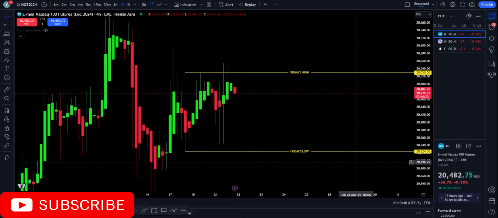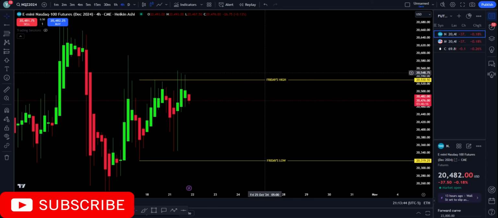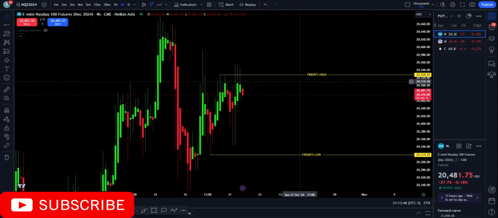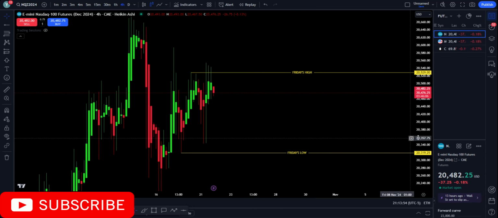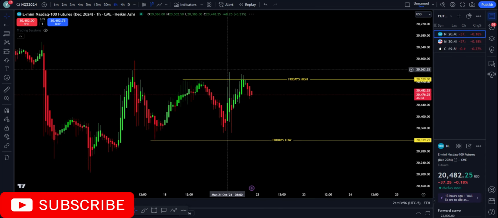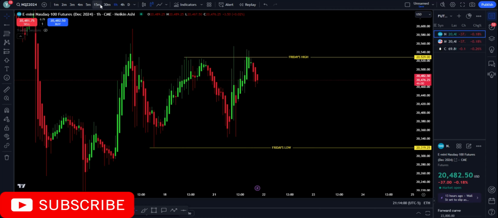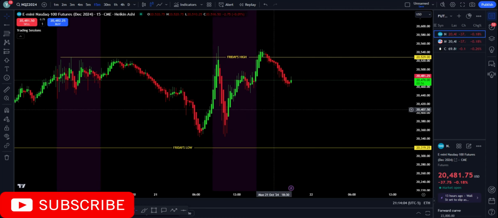So this is what we are looking at on a 4 hour, Friday's low and Friday's high. So let's go down to the 1 hour, then the 15. Okay, so this is today's price action.